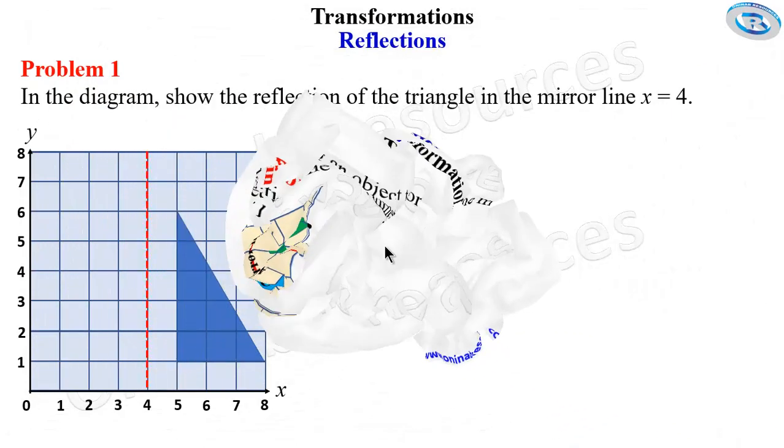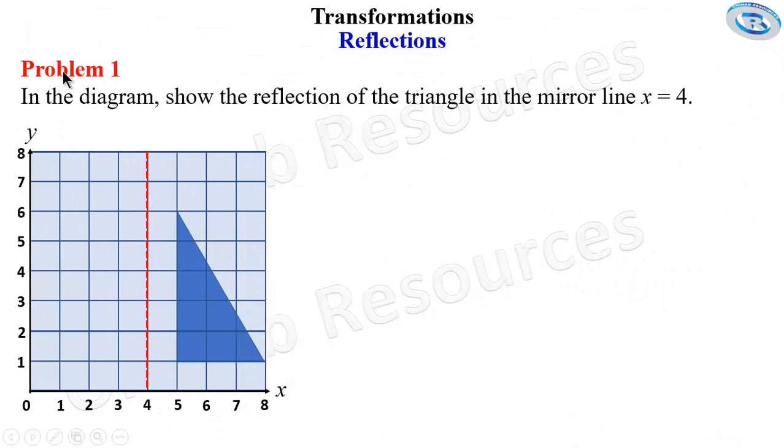So we start with problem 1. For problem 1, in the diagram, show the reflection of the triangle in the mirror line x is equal to 4. So you can see this is the mirror line which has been drawn for us. X is equal to 4. If the mirror line is not drawn, you have to draw it.